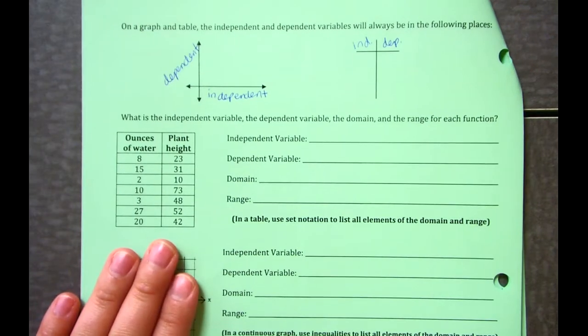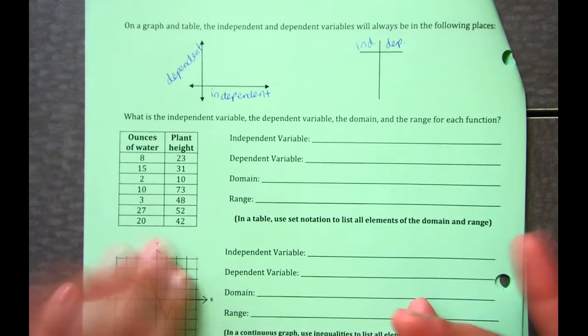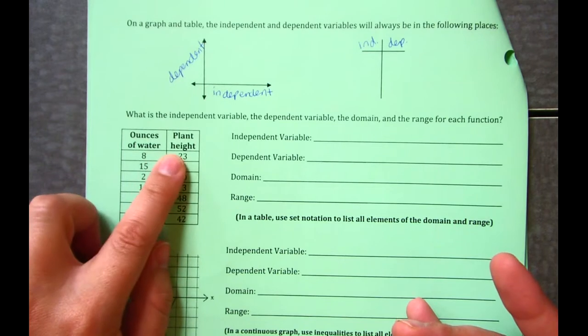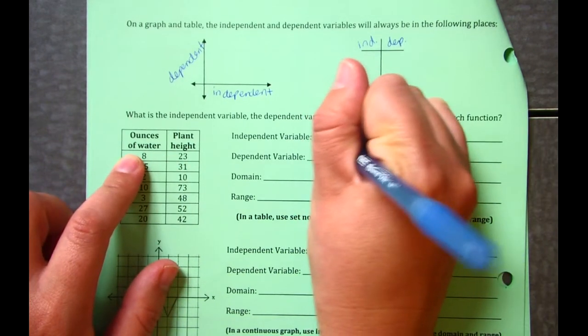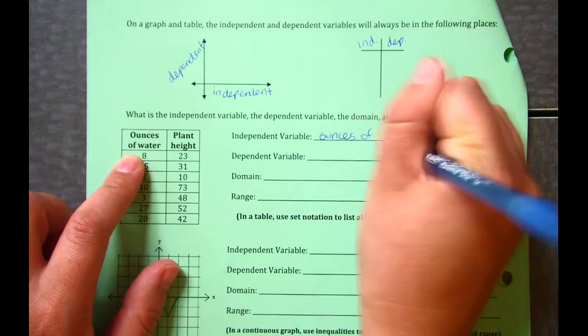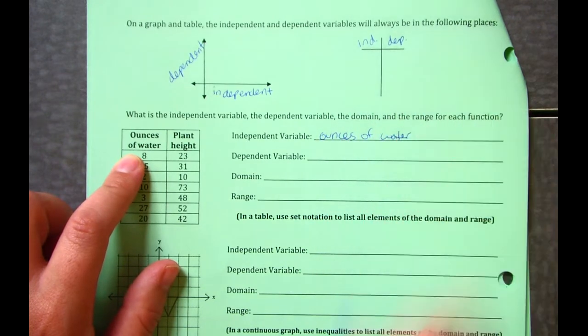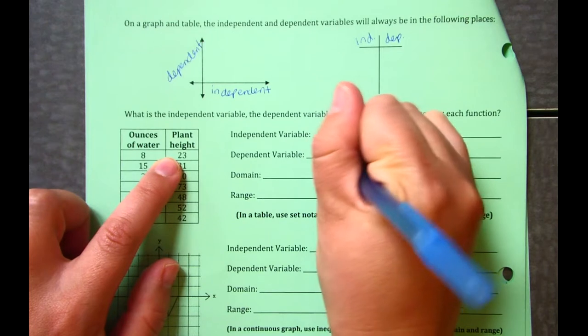So looking at this table right here, if we want to know what the independent and dependent variable in the domain and range are, we can just look at these top headings. The independent variable always comes first. So here, the independent variable is the ounces of water, and the dependent variable is the plant height.